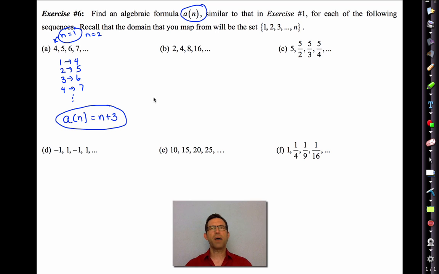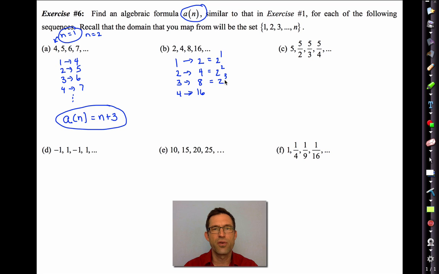Letter B, what's the pattern there? Pause the video and think about that pattern a little bit. 2, 4, 8, 16. Now remember, when 1 goes in, the formula's got to spit out 2. When 2 goes in, we have to get 4. When 3 goes in, we have to get 8. When 4 goes in, we have to get 16. But that's 2 to the first. That's 2 to the second. That's 2 to the third. That's 2 to the fourth. So it looks like a of n is 2 to the n.